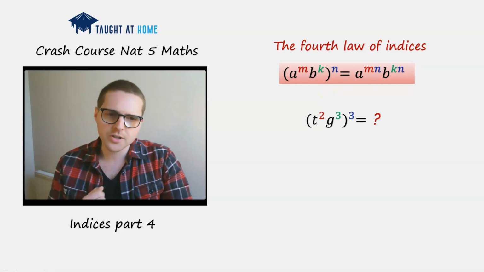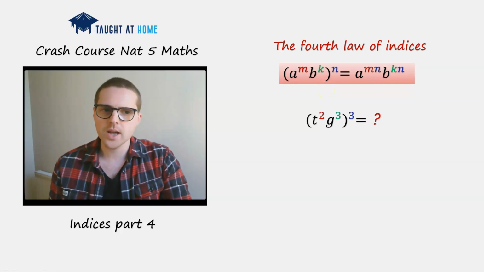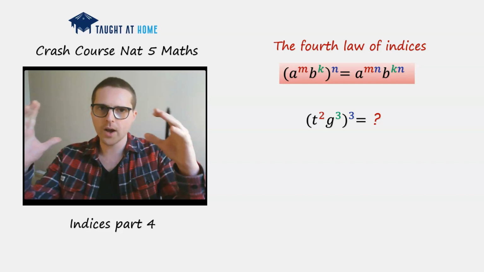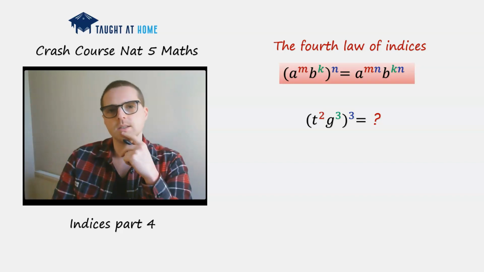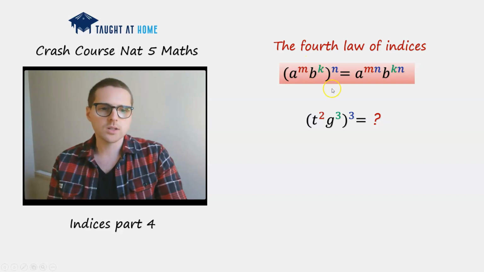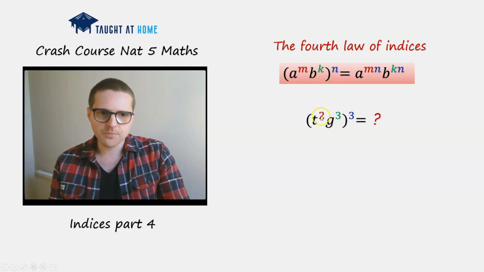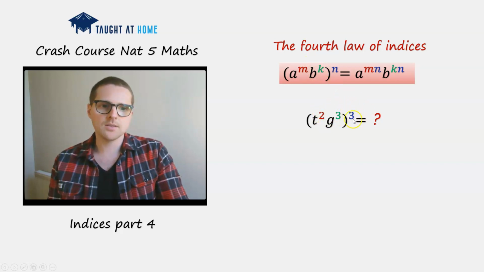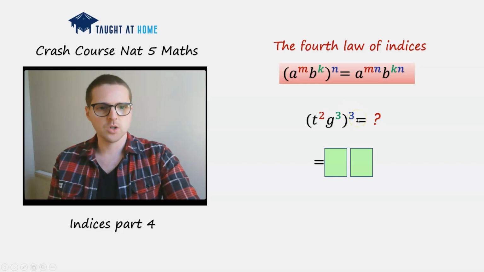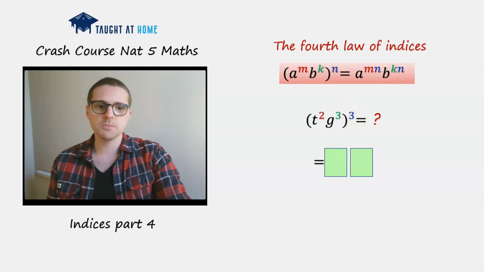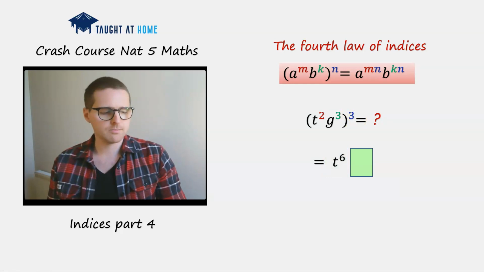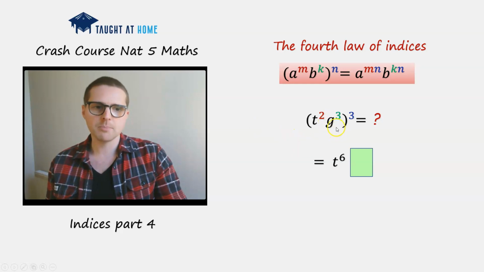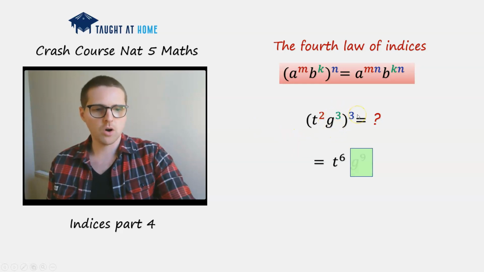So have a think about this one. What would we do for (t squared g to the power of 3) all raised to the power of 3? Well, remember, we're going to take each of these individual indices and multiply by this index here. So the first one is going to be t to the power of 6, and then we're going to be multiplying that by g to the power of 9.